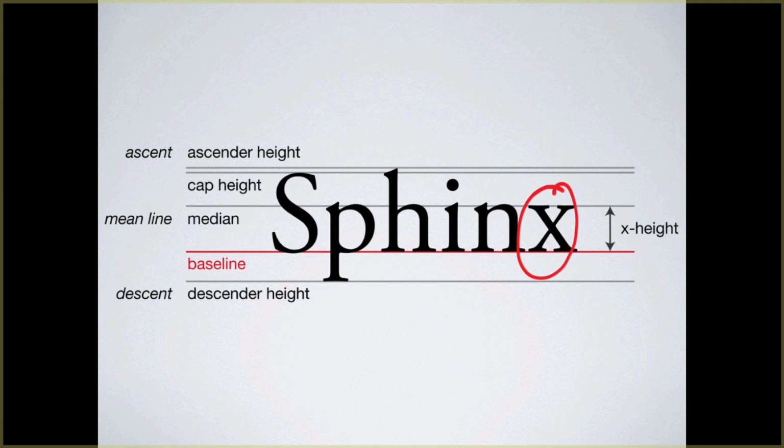And so our X height is from the baseline, which would be right here, all the way up to the X height, which would be right there. So that right there is our X height.